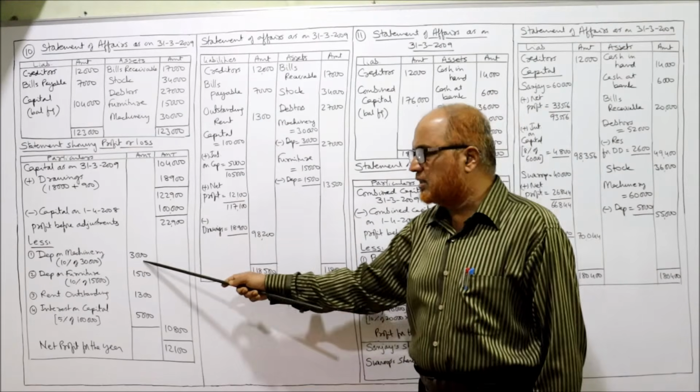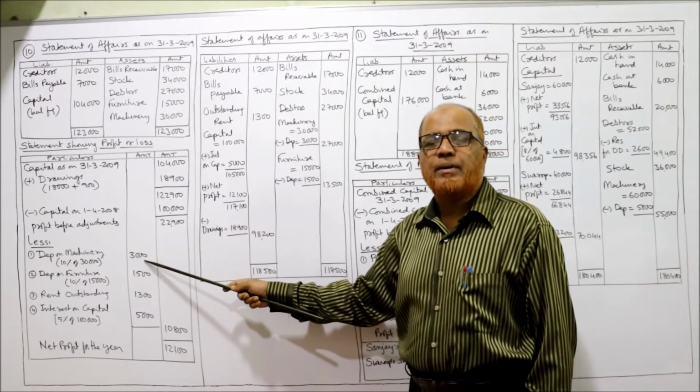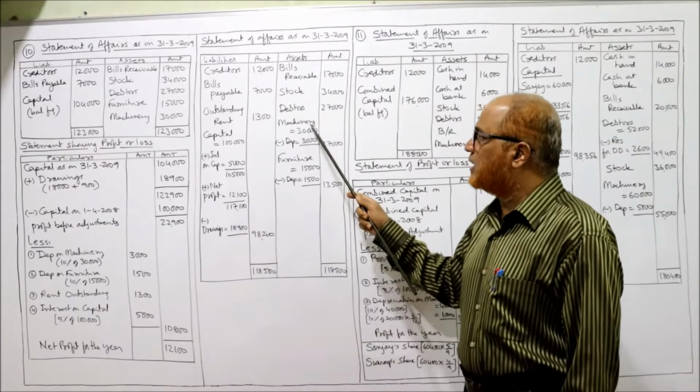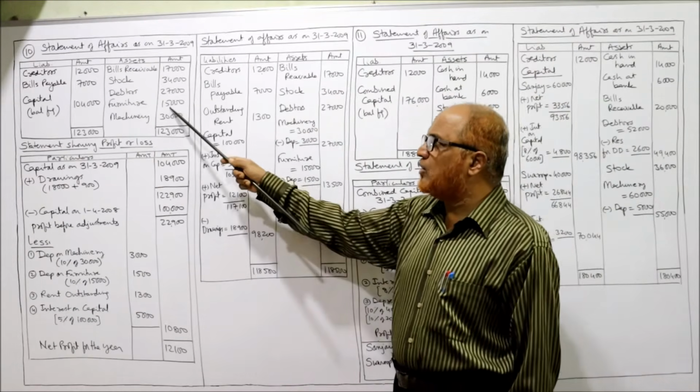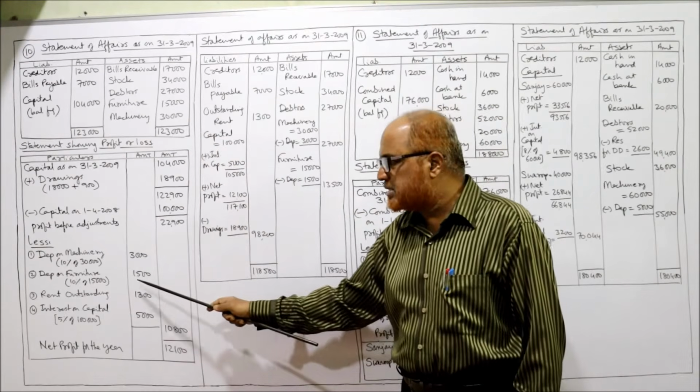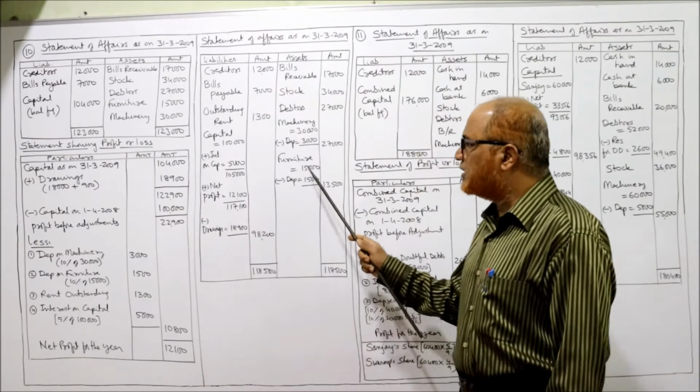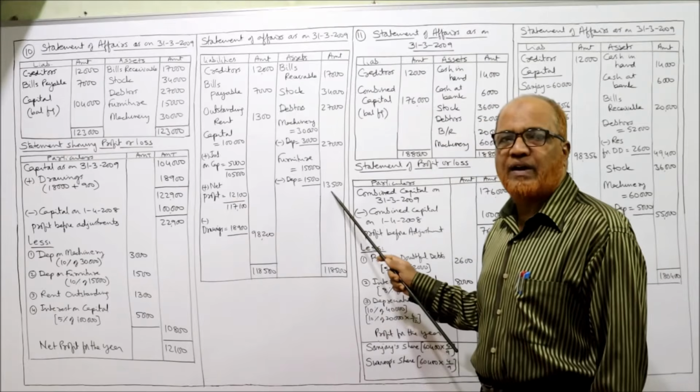Depreciation on machinery is 3,000. We have provided depreciation on machinery 3,000. So 30,000 minus 3,000, 27,000. Similarly, furniture. The furniture value was 15,000 and we have provided depreciation 1,500. So 15,000 minus 1,500, 13,500.